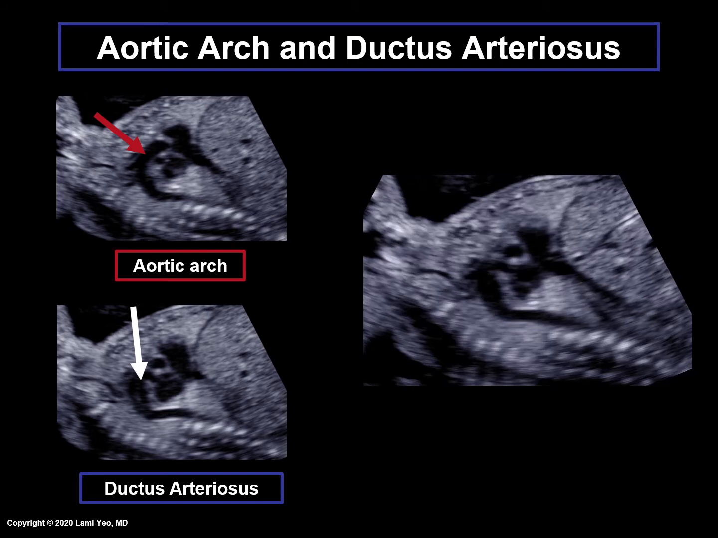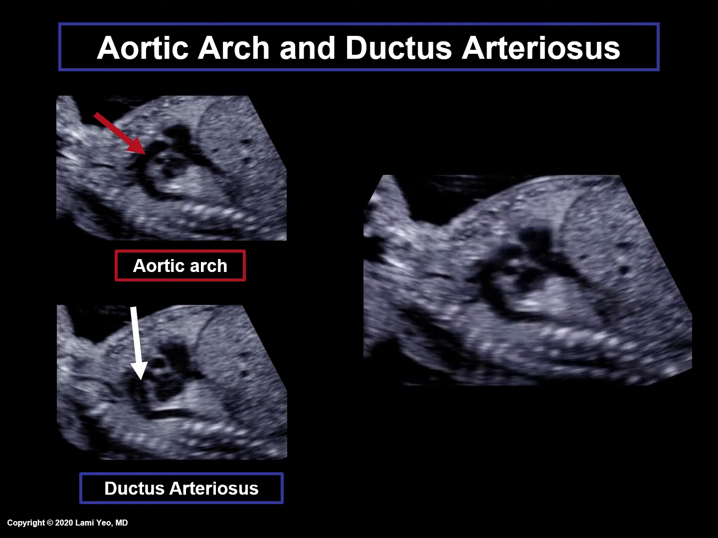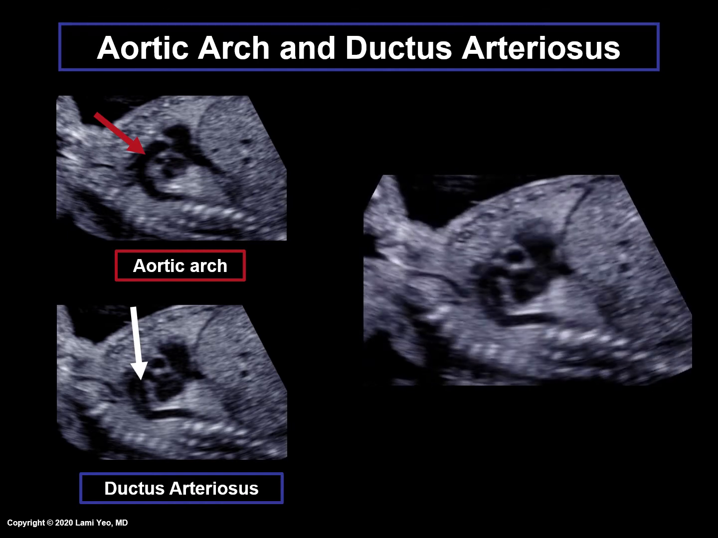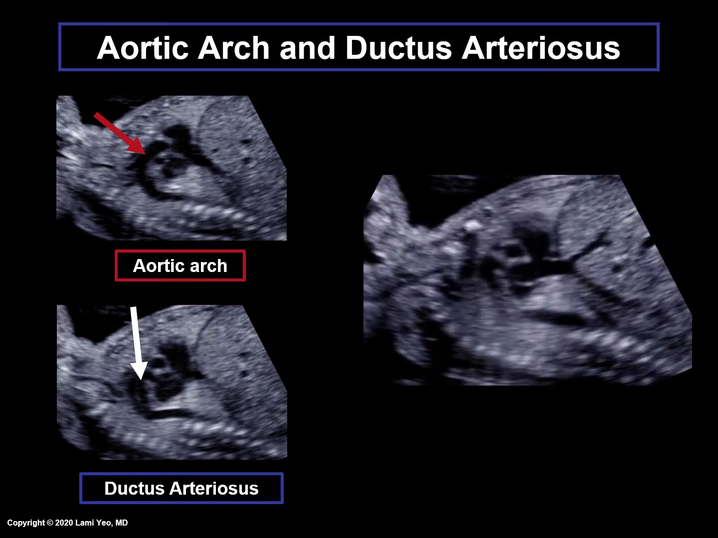The aortic arch and ductus arteriosus should also be assessed routinely, yet they are quite close together, as seen in the video clip. And distinguishing one from the other requires operator skill as well as subtle movements of the transducer. This can be a challenging task to achieve.